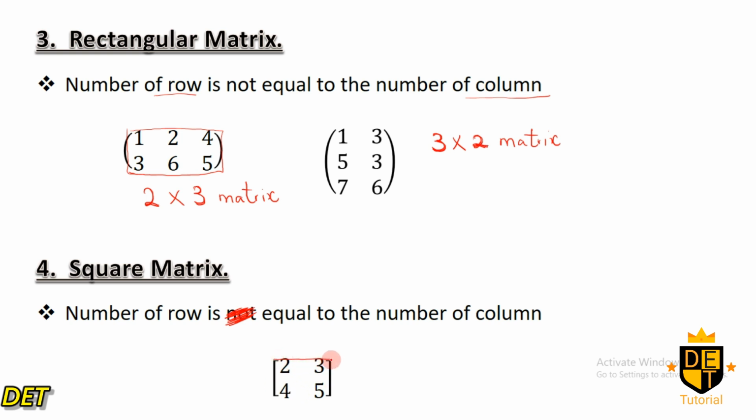It assumes the shape of a square. So this matrix is a 2 by 2 matrix. What that means is that it has two rows and two columns, so they are equal. So this is an example of a square matrix. So again, in a square matrix, the number of rows is equal to the number of columns. In a rectangular matrix, the number of rows is not equal to the number of columns. So note these two differences.